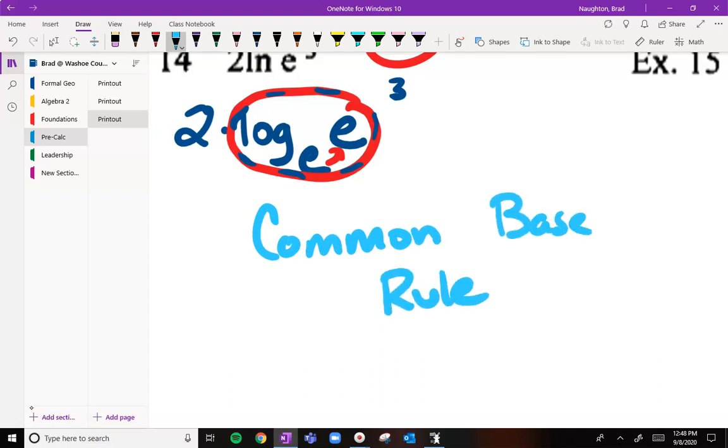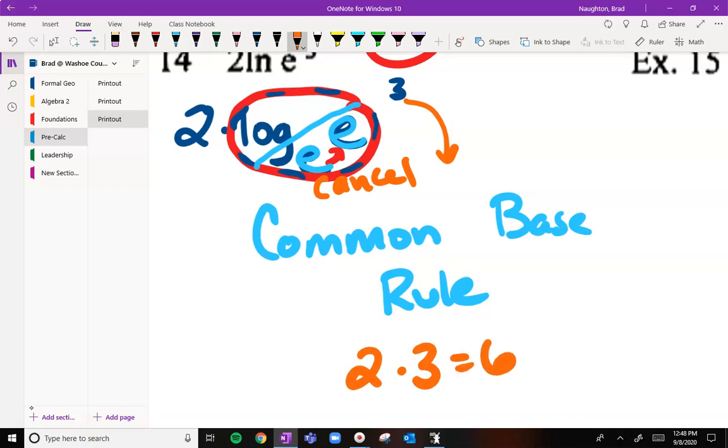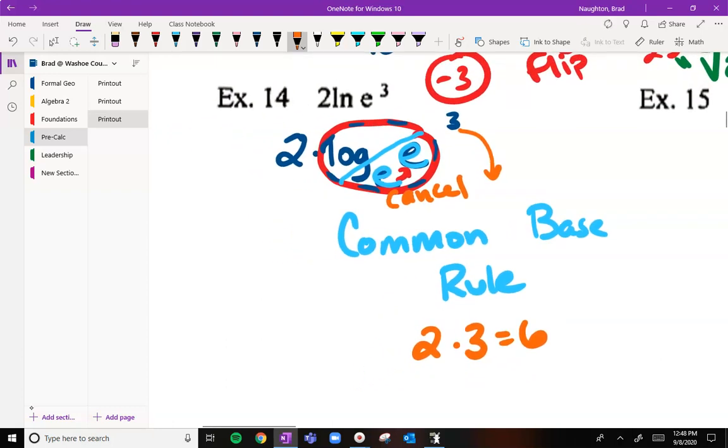And what that says is the common base rule: anytime you have the same base, like what we have here, an e and an e, because those bases are the same, they're actually going to cancel out. And then this 3 is going to drop down. So it would be just 2 times 3, which is 6. We're going to talk more about that rule a little bit later. It's an important one to remember.